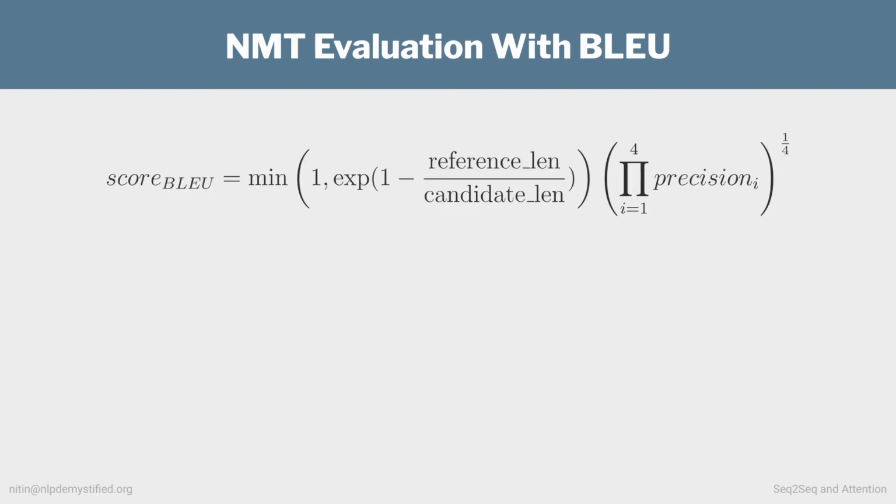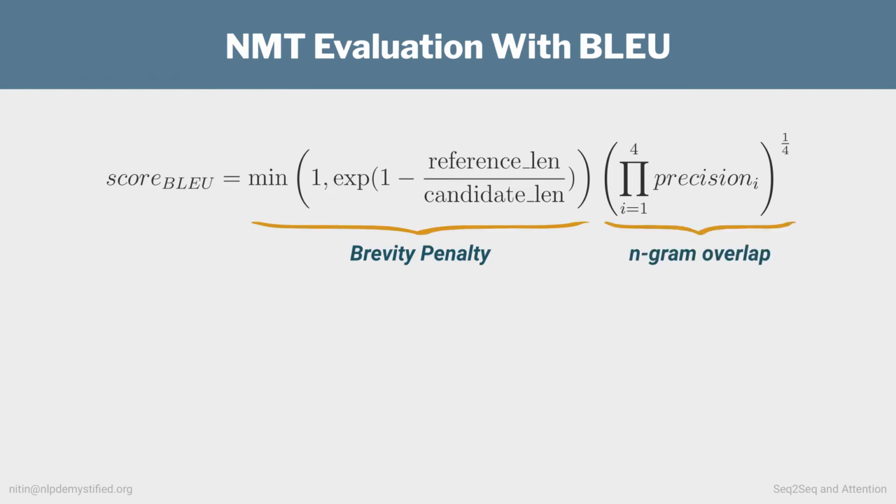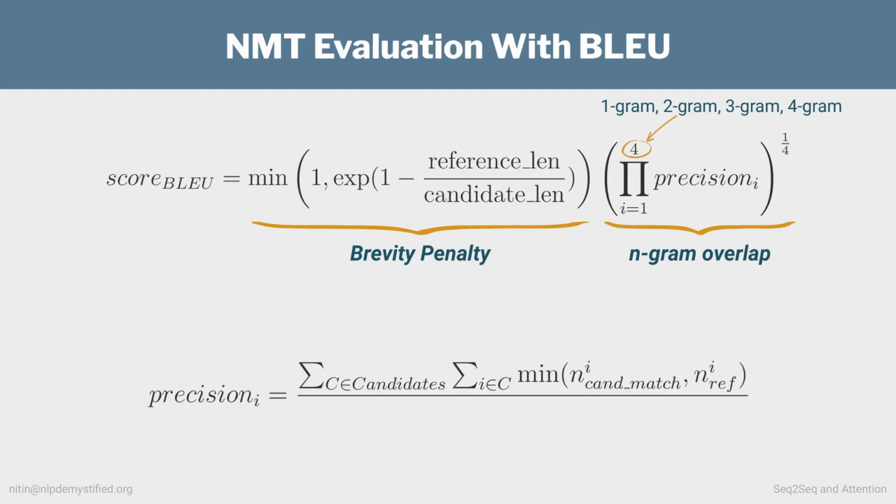This is what it looks like. It's composed of 2 components, the brevity penalty and the n-gram overlap, or precision. The n-gram overlap is a product of multiple precision scores. So a precision score for 1 gram, 2 grams, 3 grams, and 4 grams are calculated and multiplied together. Let's look at the precision score first. A precision score numerator for a particular n-gram, i, looks like this.